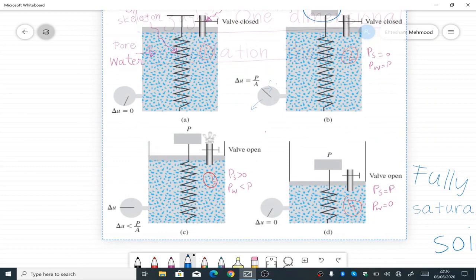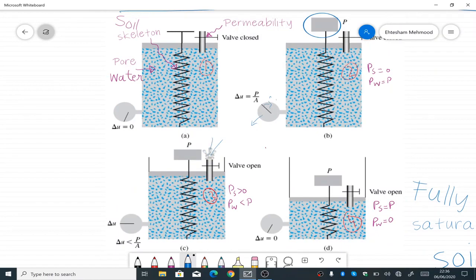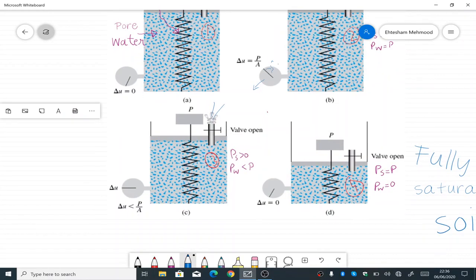So if we allow the valve to open, what will happen? The water would start gushing out from the valve, and then the spring would start to compress with time. As the spring is compressing, that means the spring is taking load. So at a certain time, the load P that is applied on the system is partly taken by the spring and partly taken by the water.